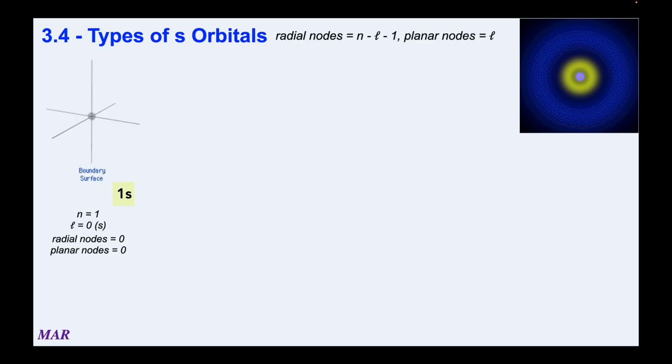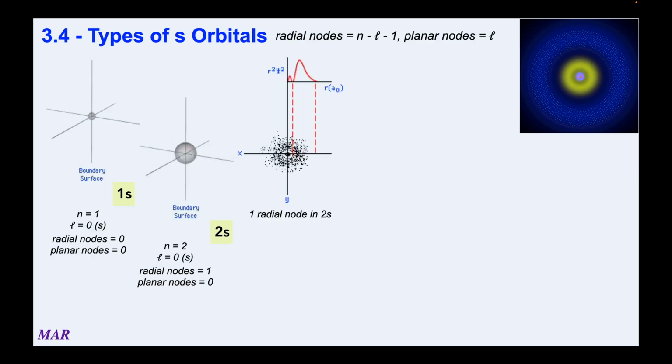Let's just go through some examples of types of orbitals. We'll look at some s orbitals. On the left-hand side is a 1s orbital, and you can see it's pretty small. It has 0 radial or spherical nodes and 0 planar nodes, not too much happening. If you go to the bigger 2s, you can see right away it is, first of all, a bigger orbital, bigger than the 1s. This has one spherical node.